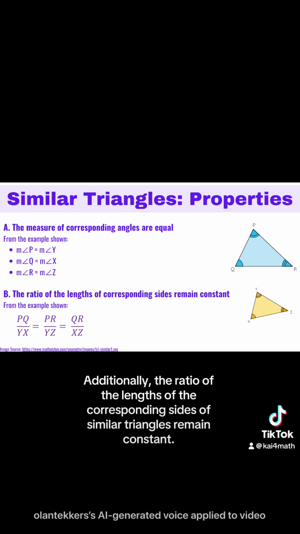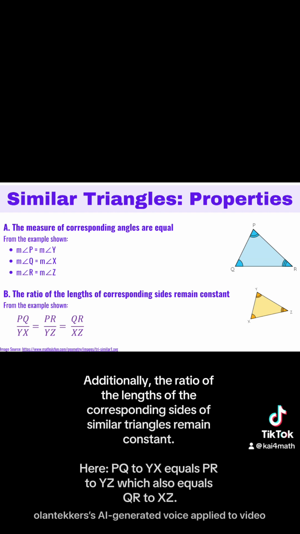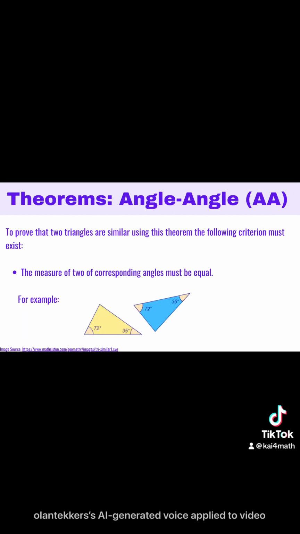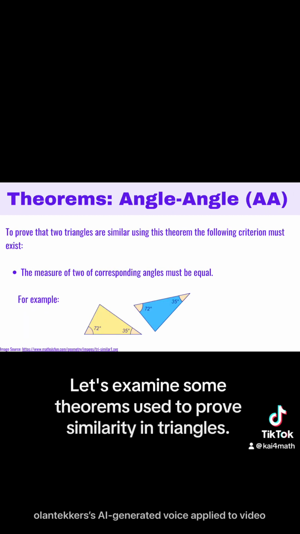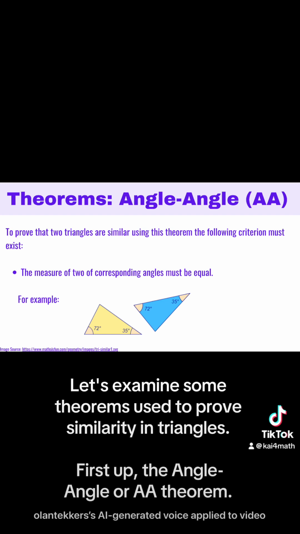Additionally, the ratio of the lengths of the corresponding sides of similar triangles remain constant. Here, PQ to YX equals PR to YZ, which also equals QR to XZ. Let's examine some theorems used to prove similarity in triangles.